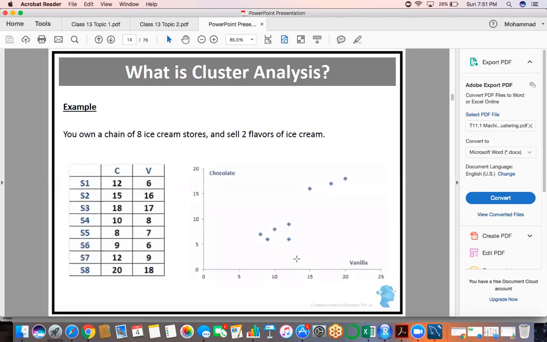Now move ahead. Let's take an example. We have some S1, S2 till S8. These are observations, different observations of C and V. Okay, so C is what? Chocolate. V is vanilla.